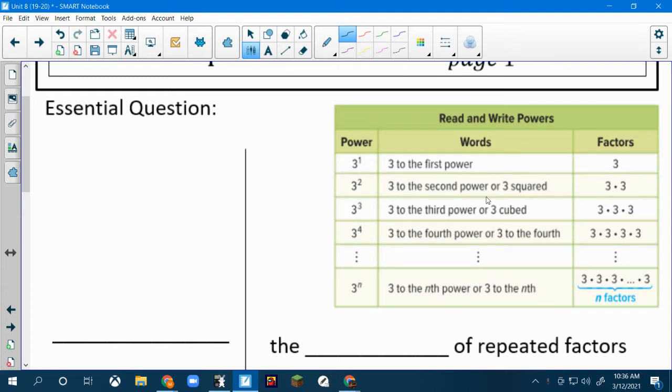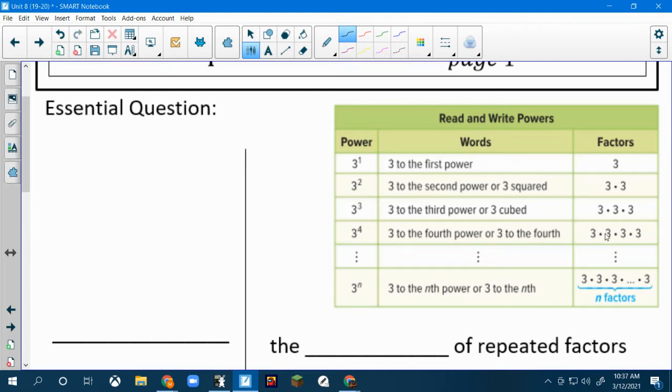Here we got some examples of powers. When we're talking about exponential products, we're talking about exponents. 3 to the first power is how you read that, which just equals 3. When you got 3 with a little 2 there, that's 3 to the second power, or we call that 3 squared. 3 times 3, it's 3 two times. 3 to the third power, or 3 cubed, is 3 times 3 times 3. 3 to the fourth power is 3 times 3 times 3 times 3.